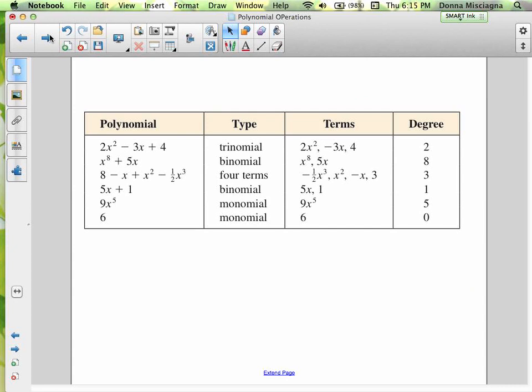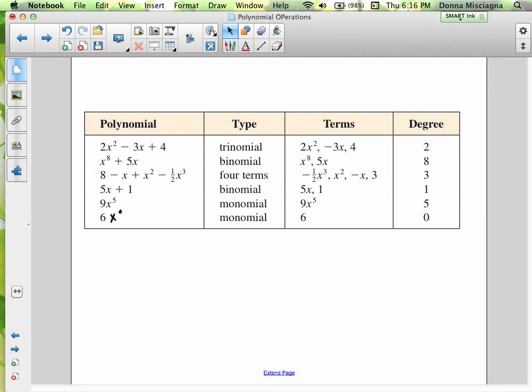Let's start at the bottom there with 6. 6 is a monomial. There is one term. It is 6. Its degree is 0, right? Because technically I could say this is 6 times x to the 0 power. So its degree is 0. Right next to it we have another monomial, 9x to the 5th. That's a monomial because there's a single term. Because the largest exponent, the only exponent, is a 5, this is a 5th degree expression.